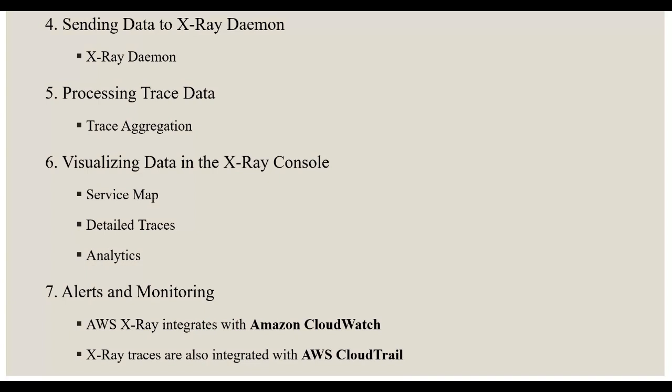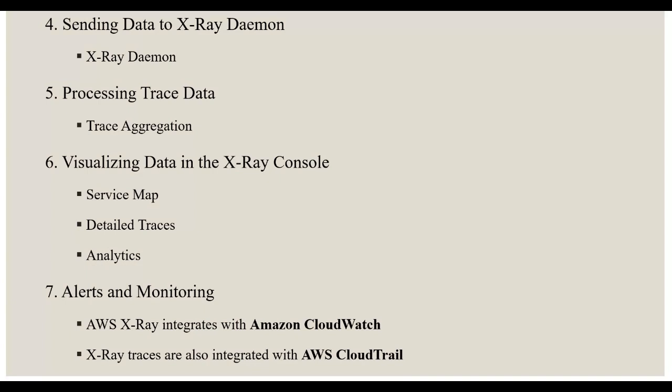The next is visualizing data in the X-Ray console. The service map and detailed trace analytics can be visualized in the X-Ray console. The service map displays the processed trace data in the AWS X-Ray console. It shows the flow of requests across services with performance metrics like response time, error rates, or latency, visualized in real time.